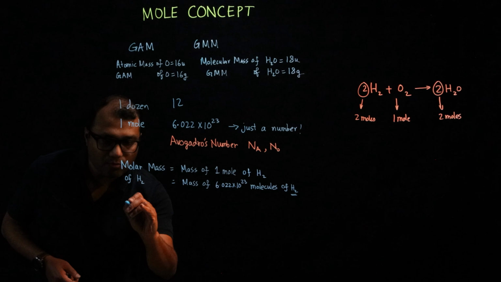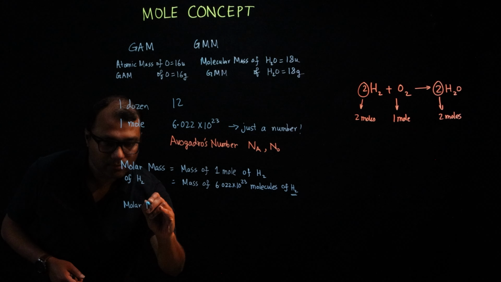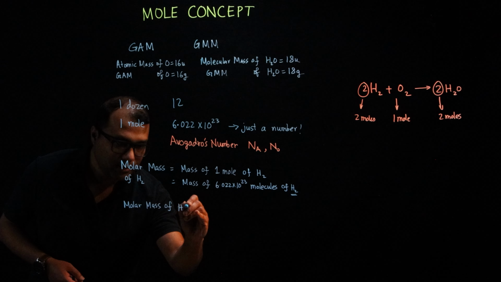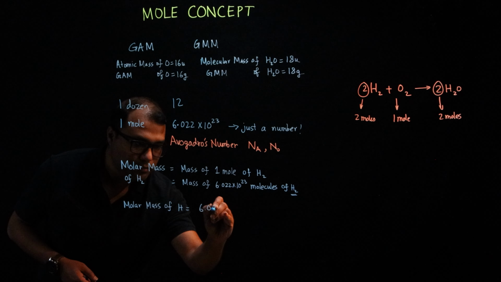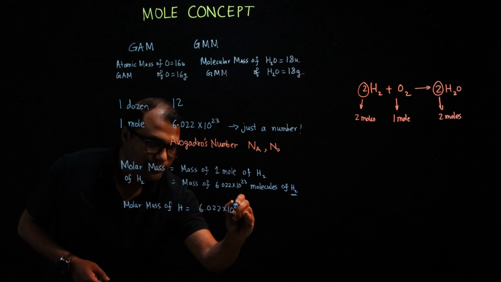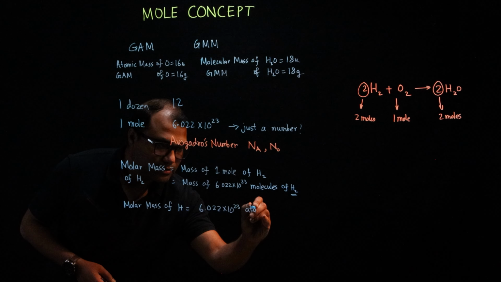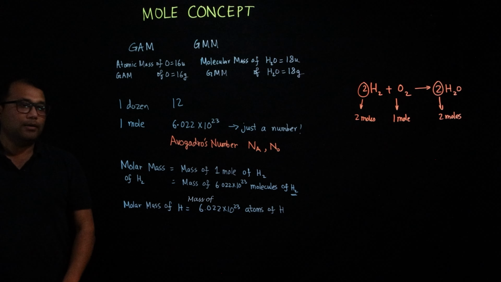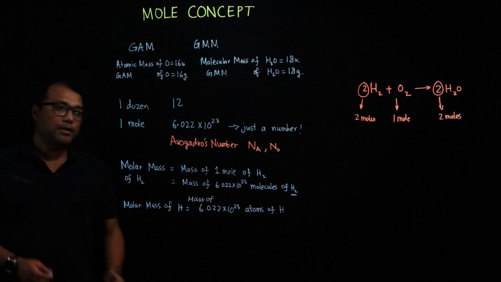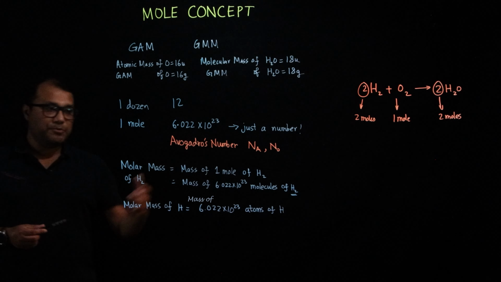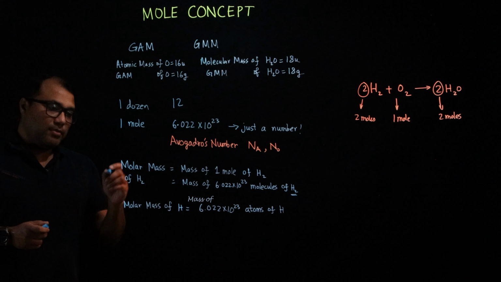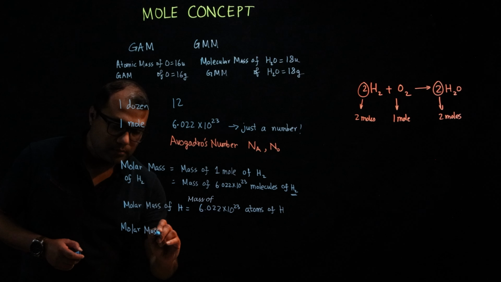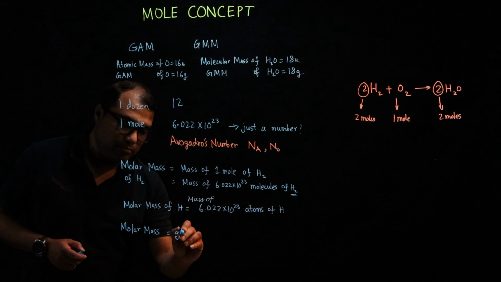If it was molar mass of, let's say, hydrogen atom, then it will be 6.022 into 10 to the power 23 atoms of hydrogen atom. Remember this is just a number. So 1 mole of the substance, that's what it means. So molar mass is represented in grams per mole.